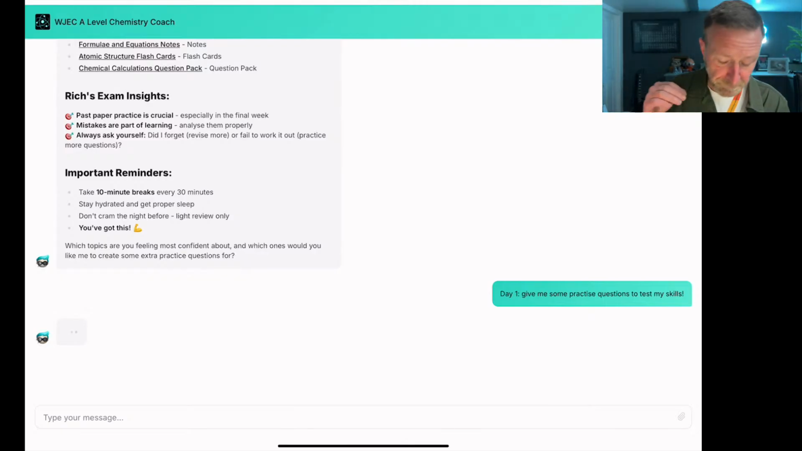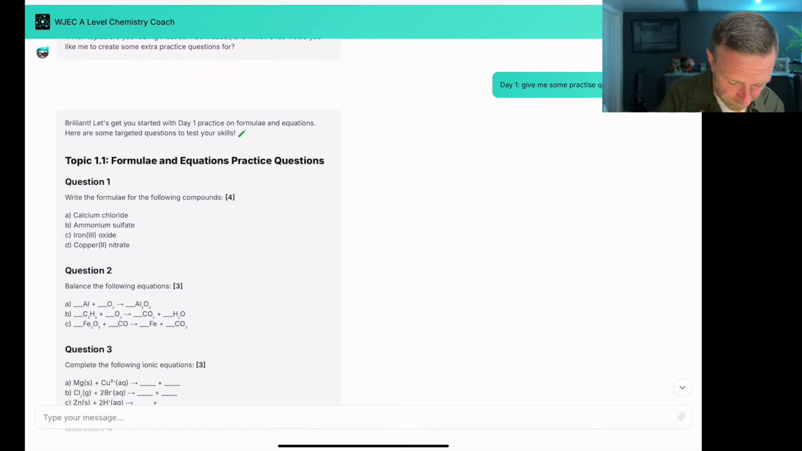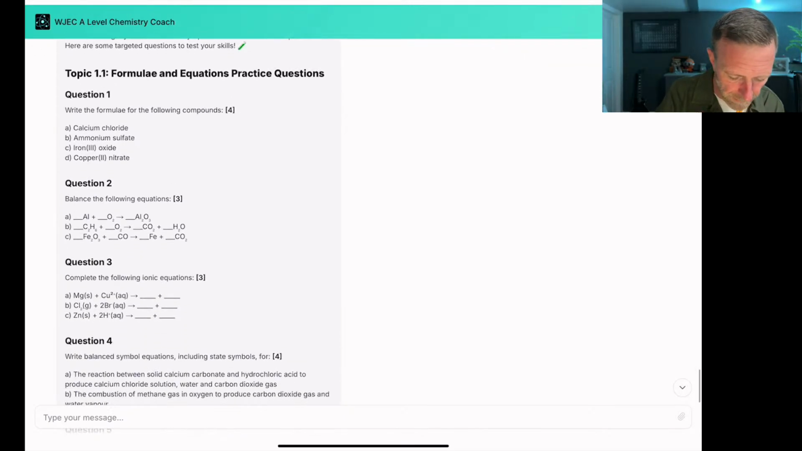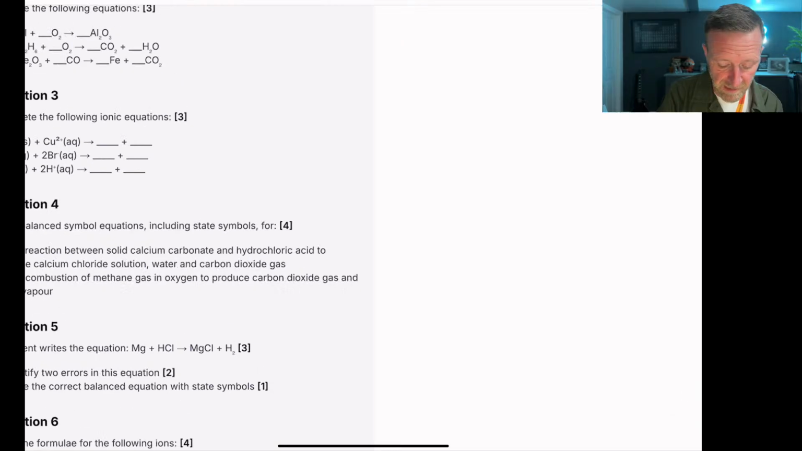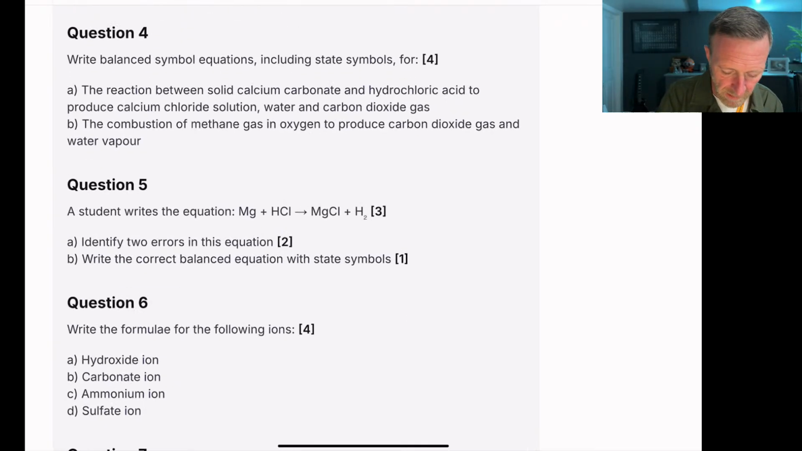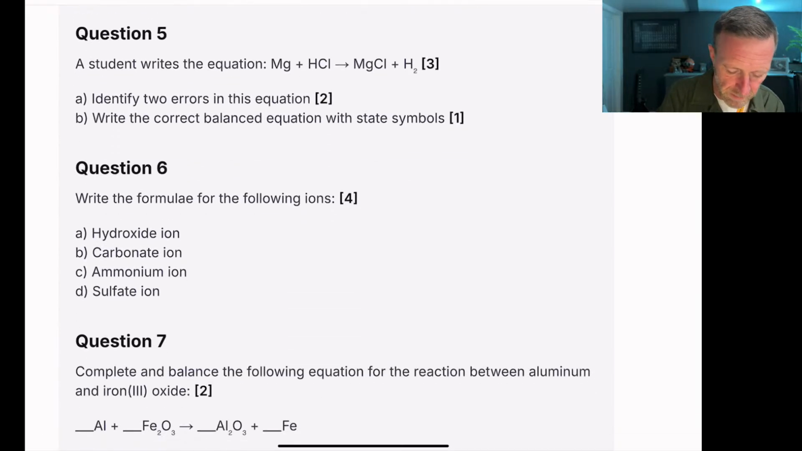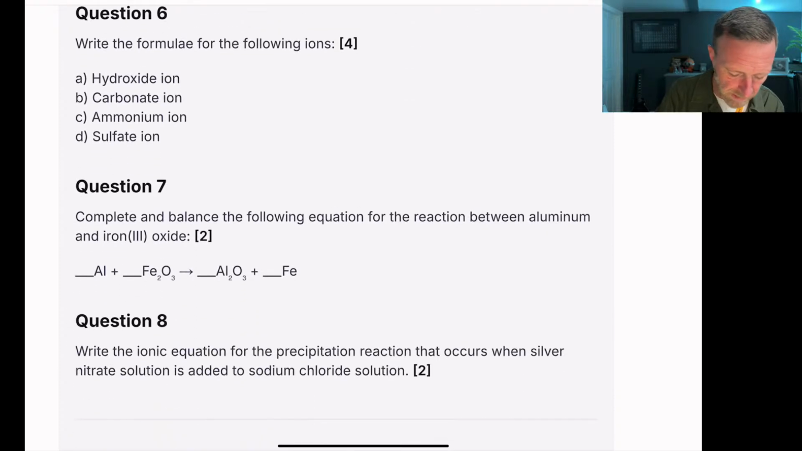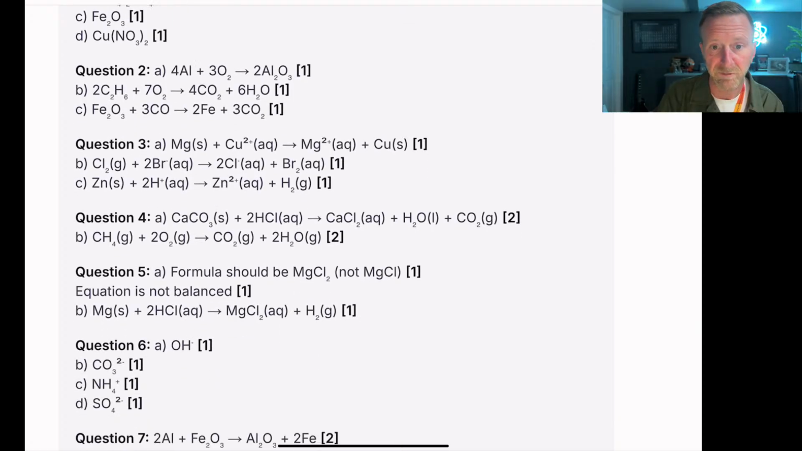So what it's doing now is it knows what it's told you to do. You're saying, all right, give me the stuff I need to do. Okay, give me the questions. So here we are. Question 1. Write the formula of the following compounds, balance these equations, complete the ionic equations, write balanced equations for these worded ones. Obviously exam boards love those. They give you the equation in words and you need to write it out as a chemical equation. A student writes this equation, identify 2 errors, write the correct balanced equation, write the formulae for the following ions. So it really is putting you through your paces. And it gives you all the answers, of course, as well.